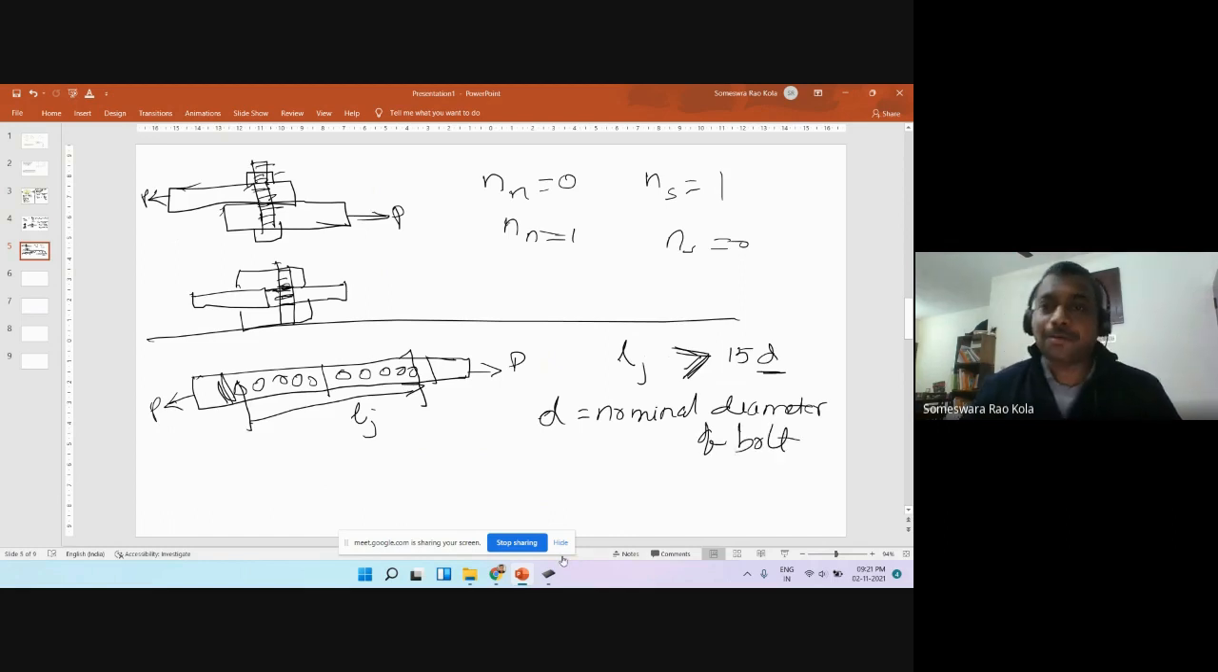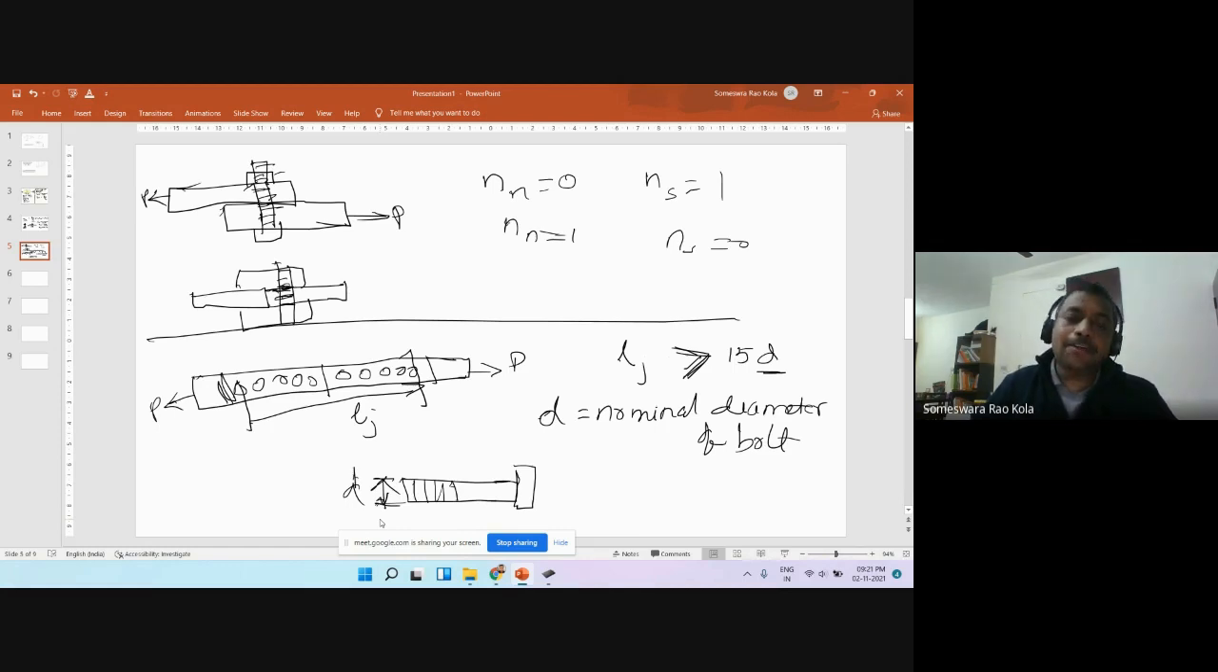Now, what is the nominal diameter of a bolt? When you have a bolt like this, there is threading here, and then this shank is not threaded. D is nothing but this: the bare minimum diameter of the hole through which it can pass. It is also the diameter of the shank.